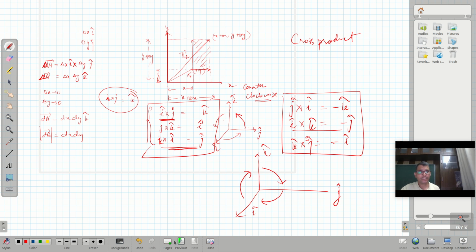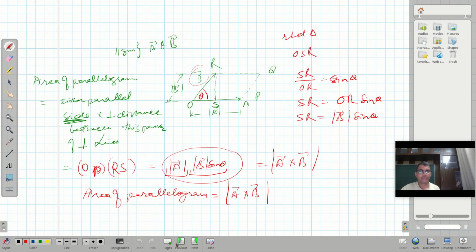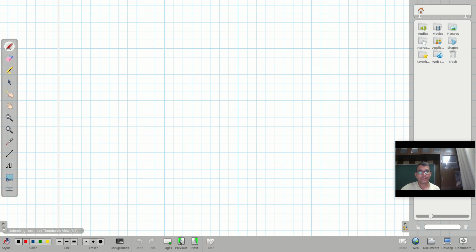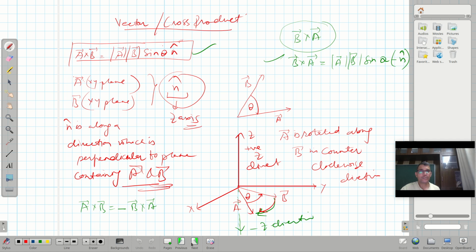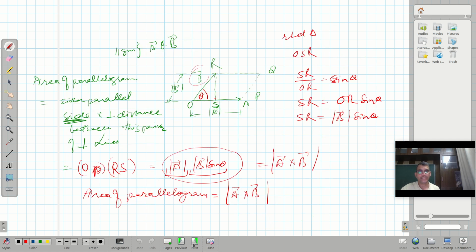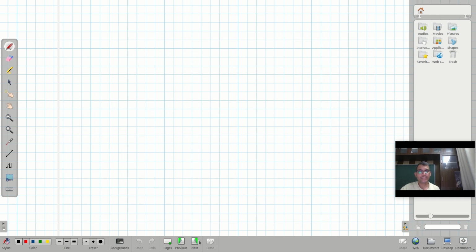And about these things I talked about earlier, how the cross product can be used to calculate the area of a parallelogram. Say here. And let us try to find out the cross product in terms of the Cartesian coordinates. So this is the way area can be calculated.